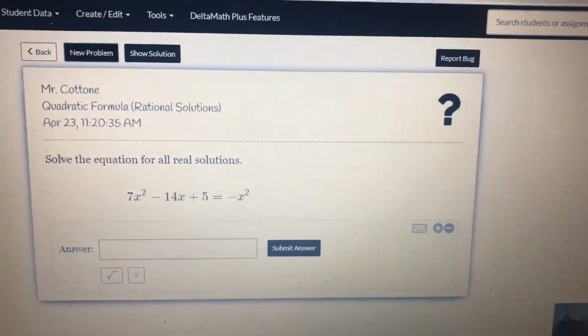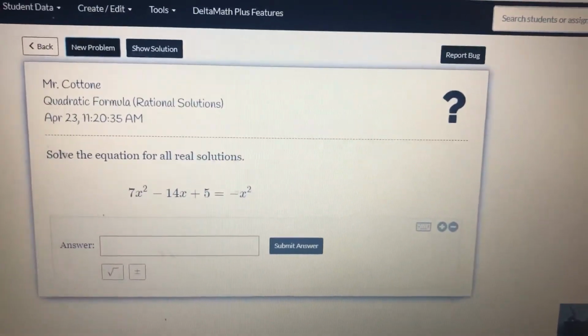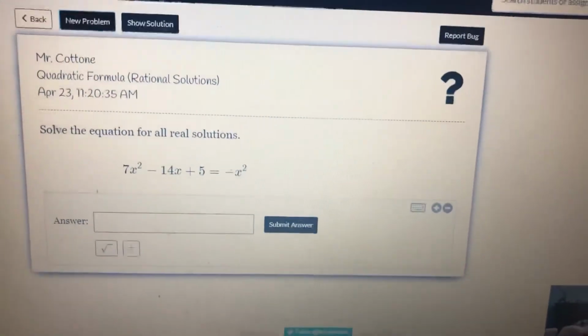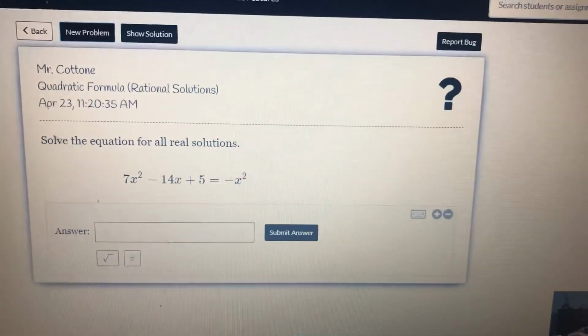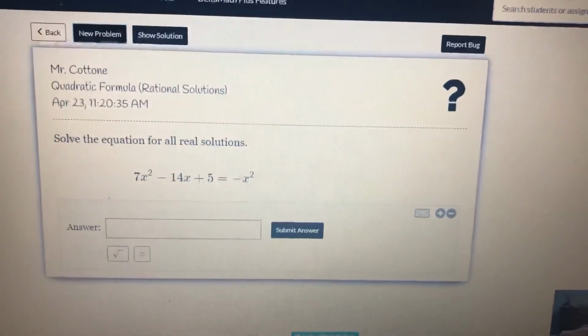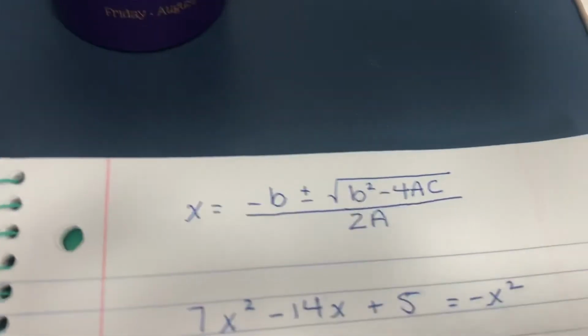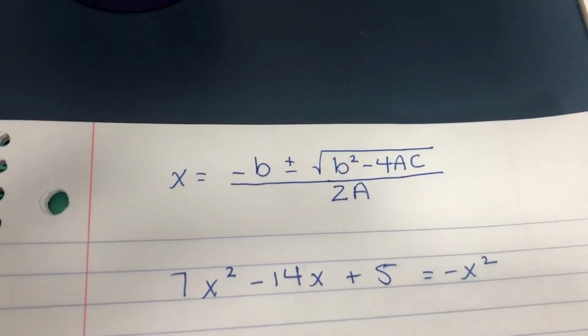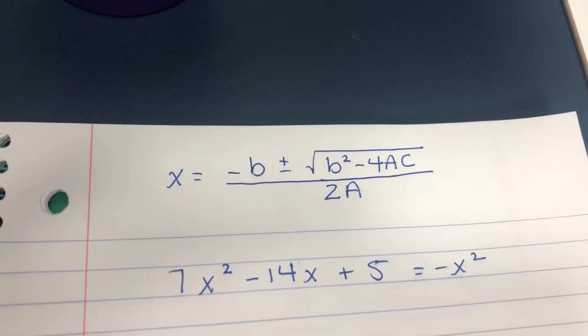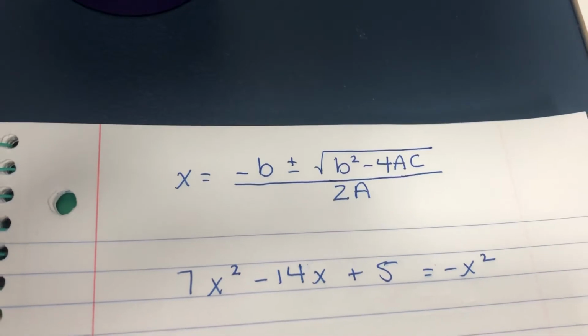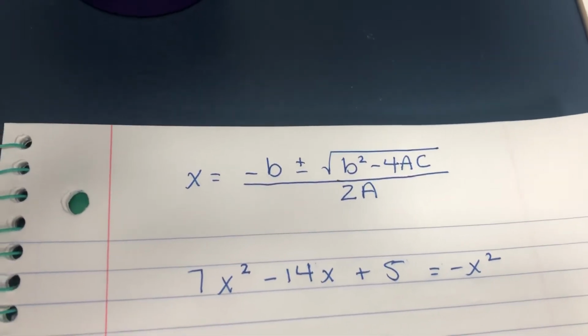This question is asking us to solve the equation for all real solutions. They give us 7x squared minus 14x plus 5 equals negative x squared. We're going to solve this using the quadratic formula. As a reminder, this is the quadratic formula. X equals negative b plus or minus the square root of b squared minus 4ac all over 2a.